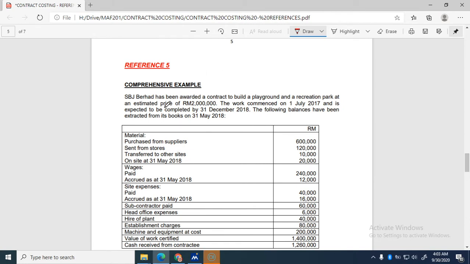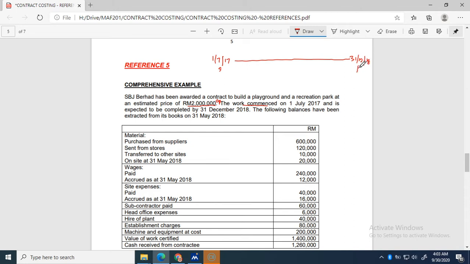Okay, so we refer to the comprehensive example. SBJ Berhad has been awarded a contract to build a playground and a recreation park at an estimated price of 2 million. So this is the contract price determined at the beginning of the period. The work commenced on 1st July 2017, and is expected to be completed, finishing on 31st December 2018.